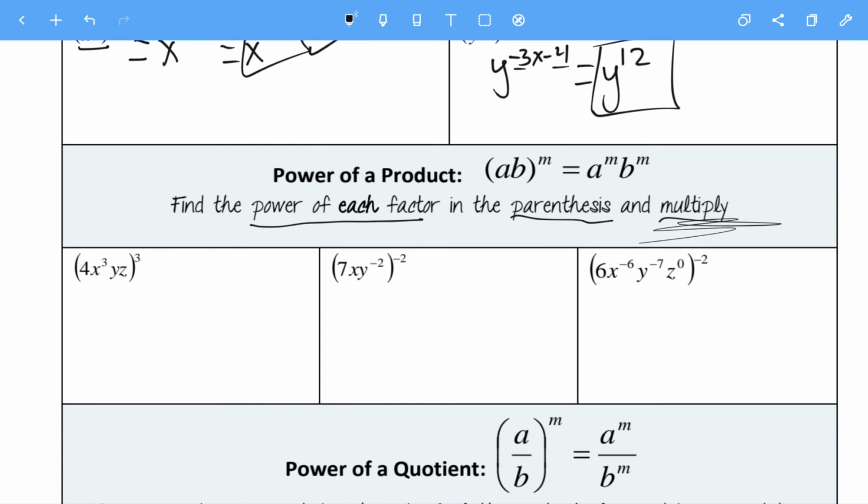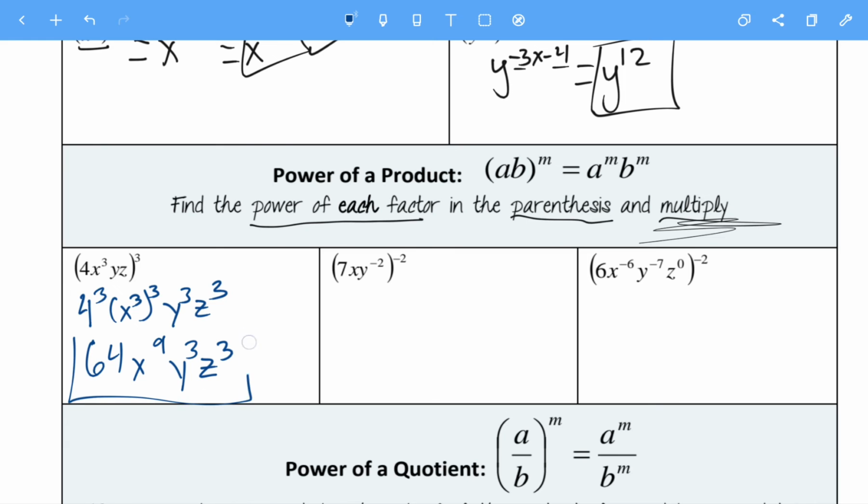So this 3 is going to go here and here and here and here. So we had 4x to the third y z all raised to the third power. So we're going to get 4 to the third times x to the third raised to the third times y to the third times z to the third. This can be simplified. 4 to the third is 64. X to the third to the third is x to the ninth. Y to the third, z to the third. And that is our final answer.